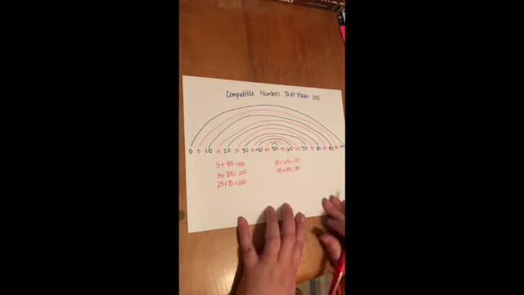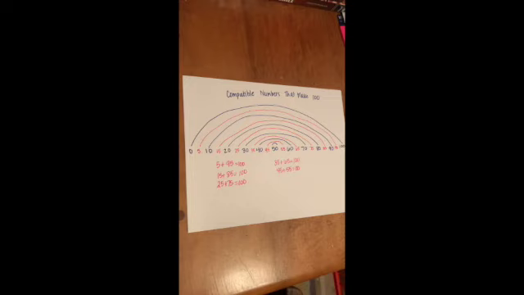So this is a quick sketch that you could make anywhere. You could make it in your journal, you could make it when you're taking a test, and it will help you to find your compatible numbers that add up to 100.